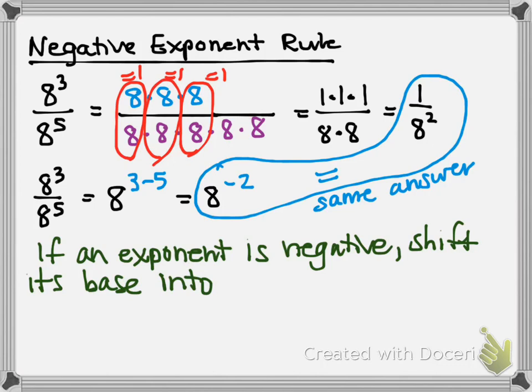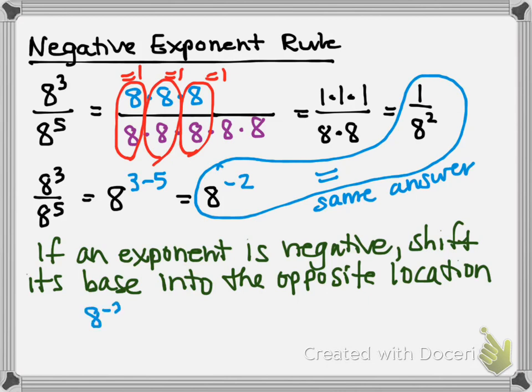into the opposite location. Now I'm going to specify what I mean by this, because I'm going to show you a couple ways that this doesn't always show up the same way. It may show up tonight for you guys the same way, it may not. What I'm saying is this. If you have a numerator number with a negative exponent, so 8 is in the numerator, to get the exponent positive, we shift the base into the denominator. So he shifts into the denominator.